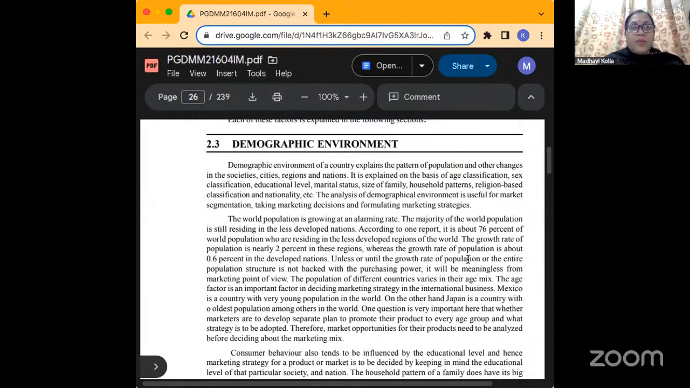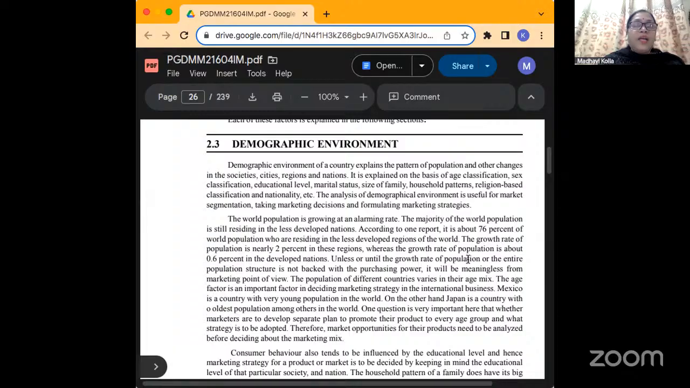Whereas if we talk about India, it is a nation. So Asia Pacific would consist of multiple nations. So that is how we are trying to understand this market. So it is to be best explained in terms of the age, classification, the gender, the educational level, marital status, size of family, household patterns, religion based classification, and even nationality.